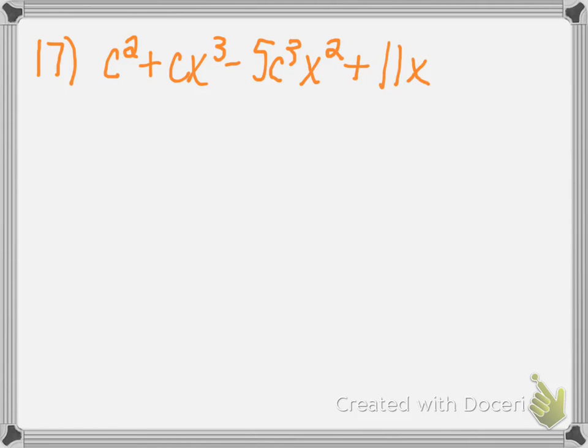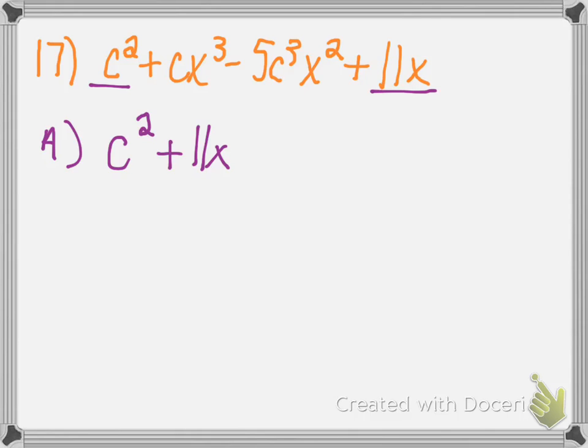Alright, for number 17, they're asking you to write it in ascending and descending order. So the first one I'm going to do is ascending. Ascending is smallest to biggest according to the powers of x. So you are looking for the one that doesn't have an x at all, which is your first term right here, so c squared. Then you look for one that has an x with an exponent of 1. That's going to be your last term, so you have plus 11x.